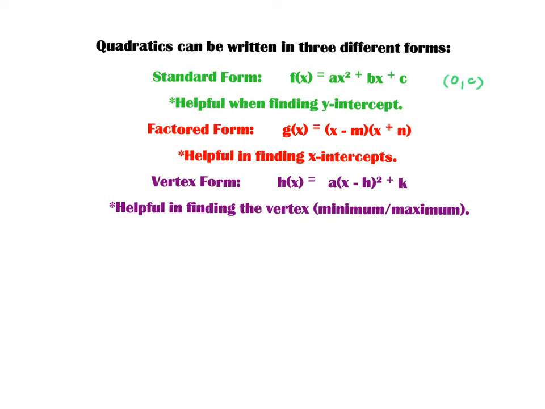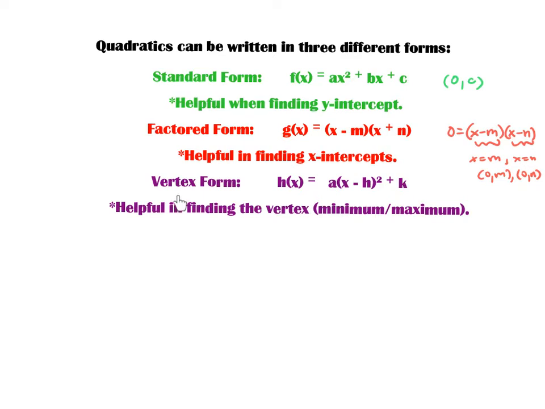Okay, let's look at factored form. Factored form, when put in a form like this, would help us to find the x-intercepts. So in this case, if I wanted to know where g of x equaled 0, it looks like clearly if I were to make this first term equal 0, x would have to equal m, and in the second one, x would have to equal n. So the two x-intercepts would be 0, comma m and 0, comma n. That's helpful in finding the x-intercepts.